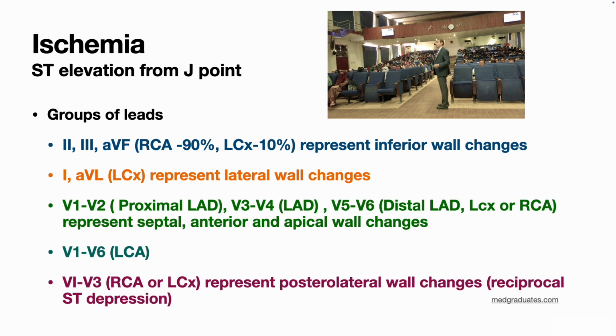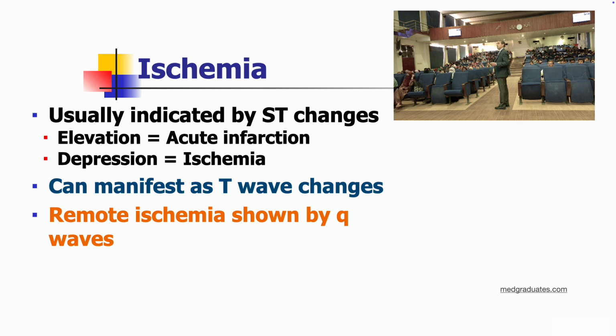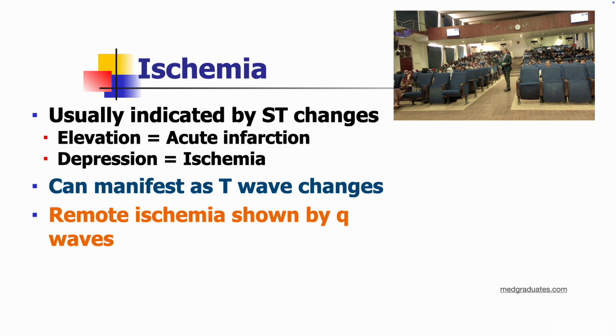V1 to V3, right coronary artery or left circumflex artery represents posterolateral wall changes. These are represented by reciprocal ST segment depressions. Now, ischemia is usually indicated by ST changes: elevation, acute infarction; depression, maybe infarction or only unstable angina. So if this is elevation, that generally means infarction, but depression may mean there's infarction. As well as T wave changes. Ischemia occurring in the past is presented by the Q waves.